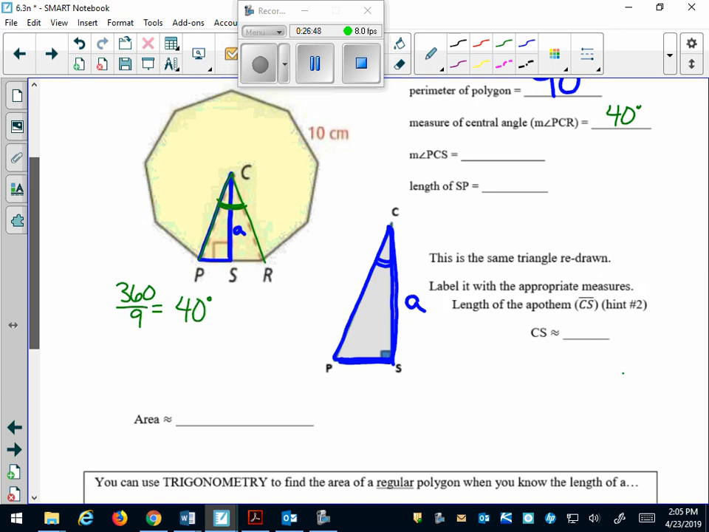Remember, the central angle, though, is not really the one we care about. We care about this little one here. What's going to be the measure of this one? Half of the central angle, so 20 degrees. Now, if each side is 10 on this nonagon, what's this? 5. Right? That's going to be 5.